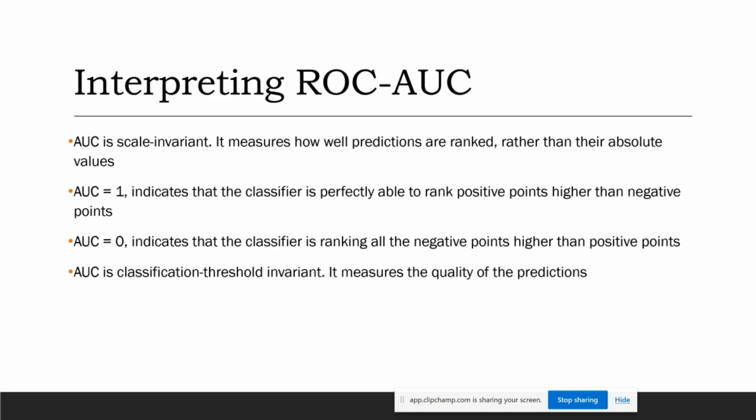Okay. AUC is classification threshold invariant. It measures the quality of the predictions. Since it is independent of the classification threshold, it is a summarized measure. It is a good measure for comparing our classifiers.